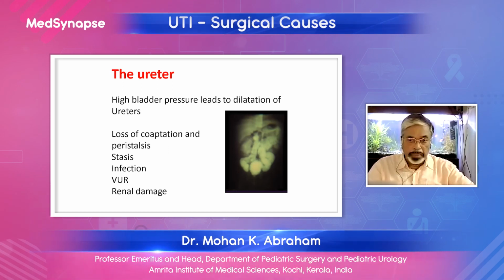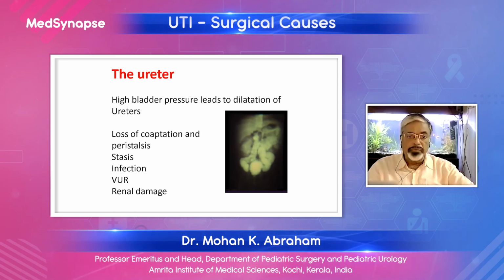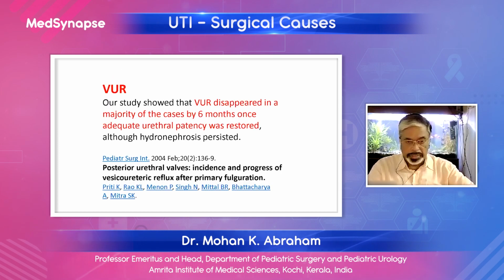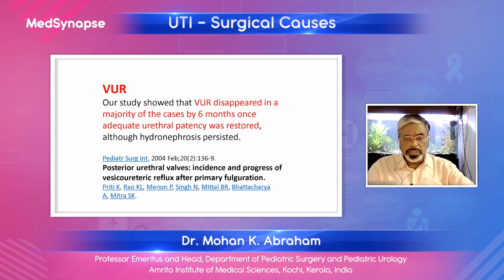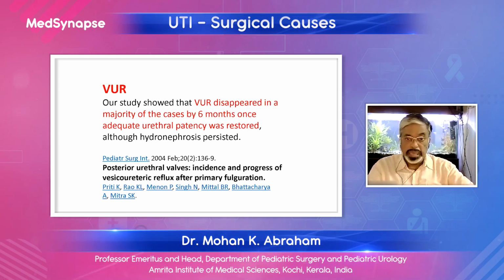And when the bladder pressure becomes so high as to overcome the anti-reflux mechanism of the vesicoureteric junction, you get vesicoureteric reflux and renal damage. Now, most of this VUR, because it's secondary VUR, subsides in 6 months' time. So it is prudent to wait for 6 months to see whether the reflux is improving or not.